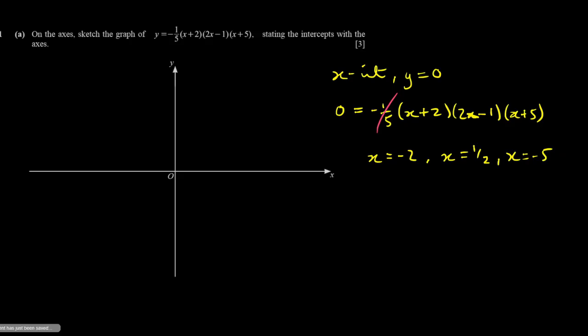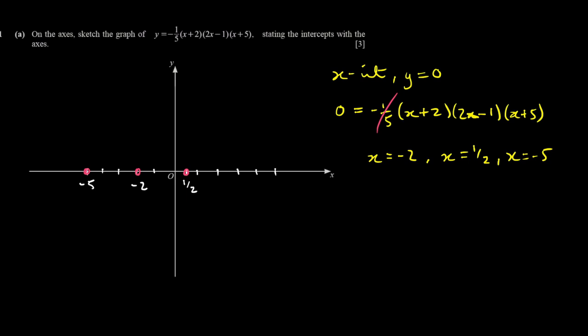So I'm just going to indicate those on. So 1, 2, 3, 4, 5. 1, 2, 3, 4, 5. So the roots are going to be at negative 5, negative 2, and over here at a half. Okay, so I'll put those on in red as well. So we've got to go through there, got to go through there, got to go through there.